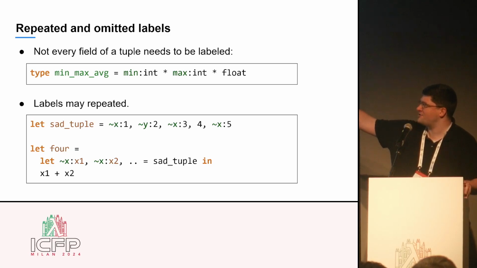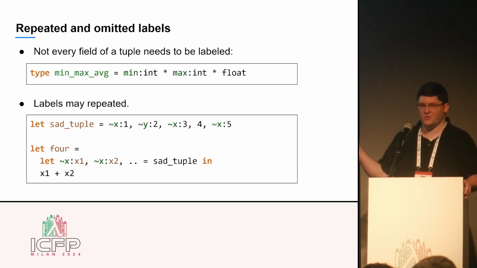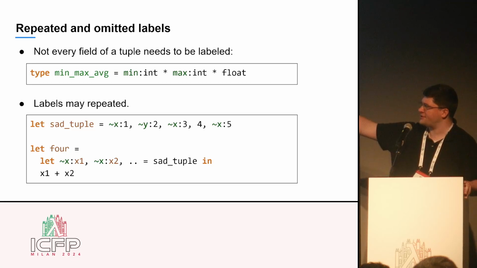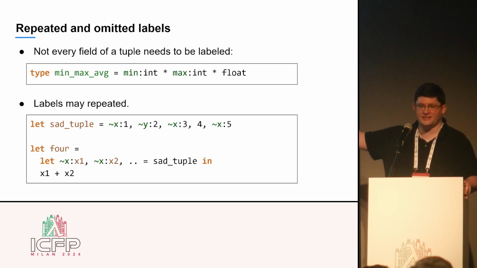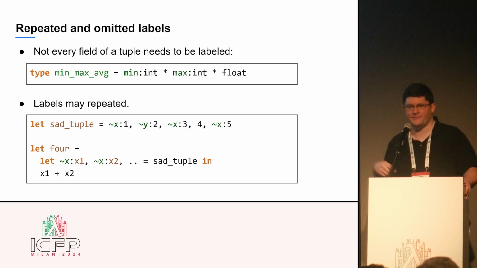This is a 5 tuple, and it's got 3 fields labeled x, 1 field labeled y, and 1 unlabeled field. And then if you do a pattern match on it, so here I've done a pattern match where I get out the first two fields labeled X. The way that works is I've written 2 fields named X, so that's going to get the first 2 out when it does the pattern match. And in this case, that's 1 and 3, so this sum adds up to 4.